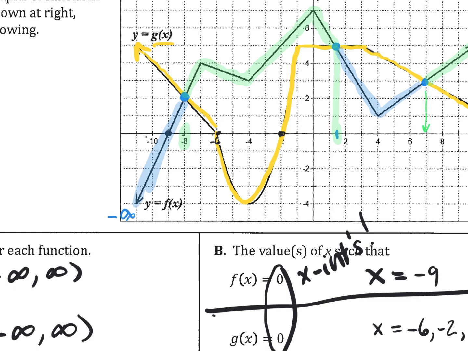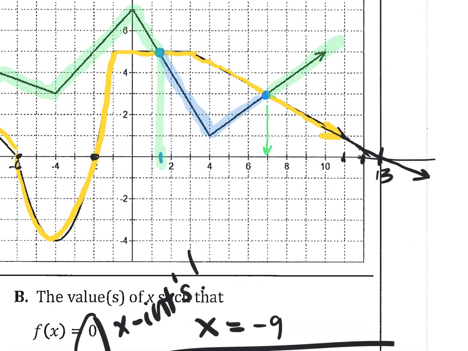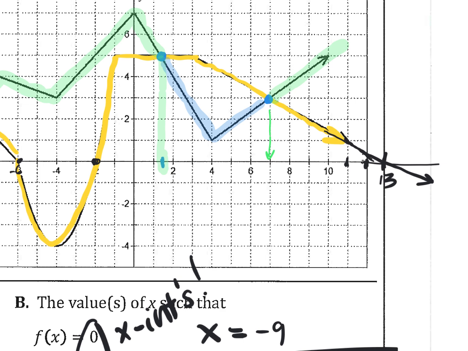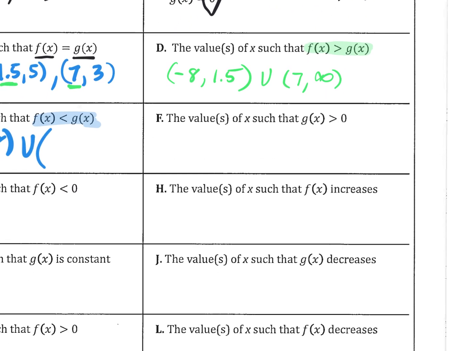From -infinity to where? Okay, so that's the first. From -infinity to -8. Union of that with where, from where to where? Where's the rest of it? From 1.5 to about where? 7. Good. Y'all have got this. So we're just checking the x values, aren't we? And union of that with 1.5 to 7.